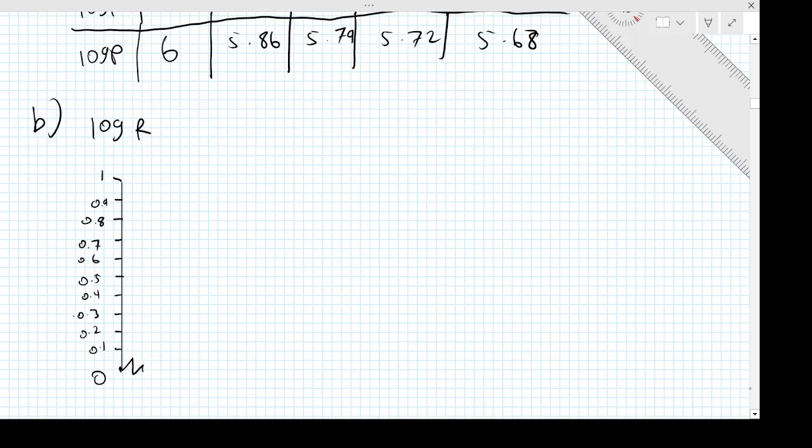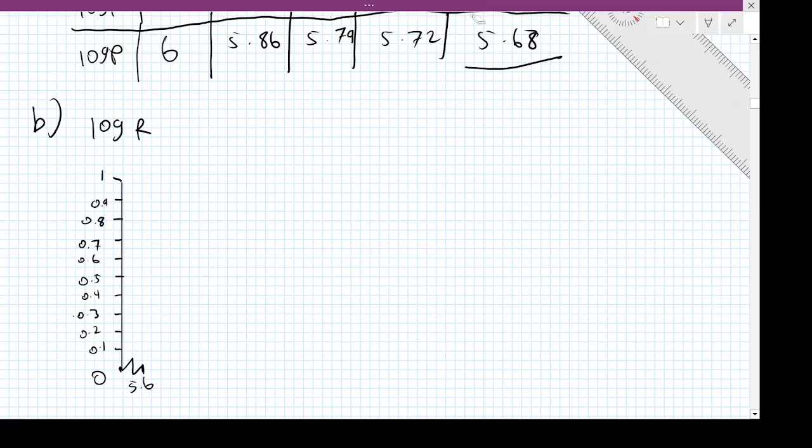There's a break in the axis between 0 and then I'm going to start at 5.6. Okay, that'll be my starting point. That's what this zigzag means. I'm kind of interrupting my axis because I don't want to start at 0. I want to start at like 5.6 and then start my scale from there.